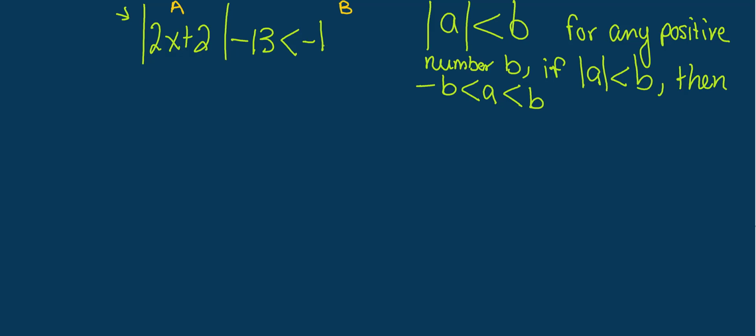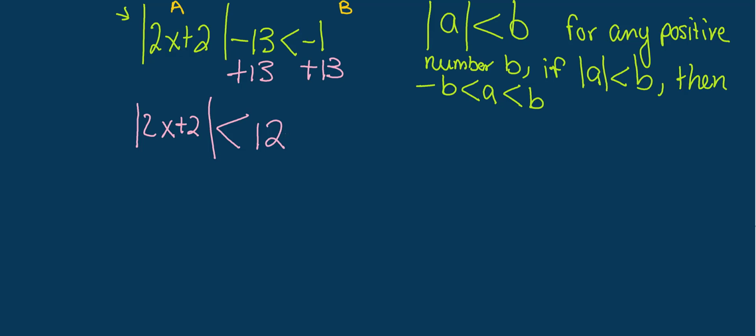So first and foremost, we want to do what we normally do, treat this just like any other equation, except for, of course, the stipulation you're going to have once you get further down in the process. But right now, we're going to add 13 to both sides in order to get our absolute value solution on its own. So that means that we're going to end up with 2x plus 2 is less than 12.